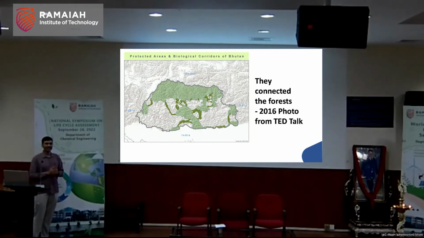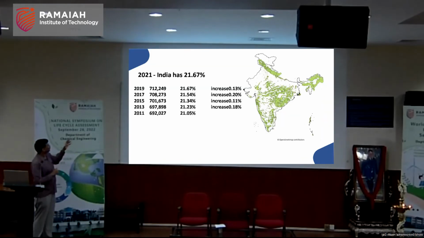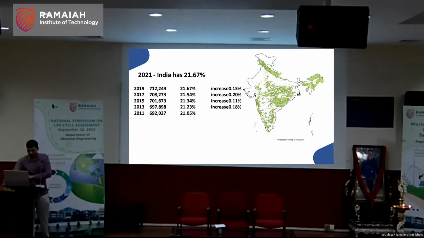Now India, what is the status? In 2021, the forest cover is 21.67%. You can see here the 10 year average, what is the number? A little increase. At least we need a minimum of 60 to 70%. Now we are increasing at a very slow rate, like 0.1, 0.2, 0.3.